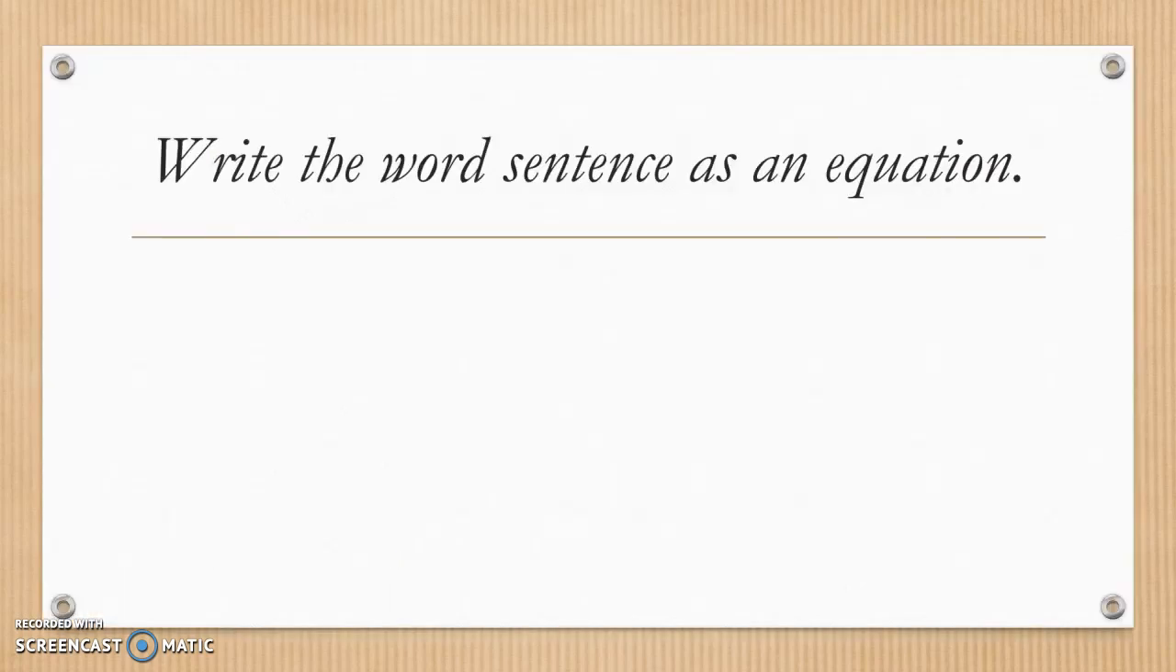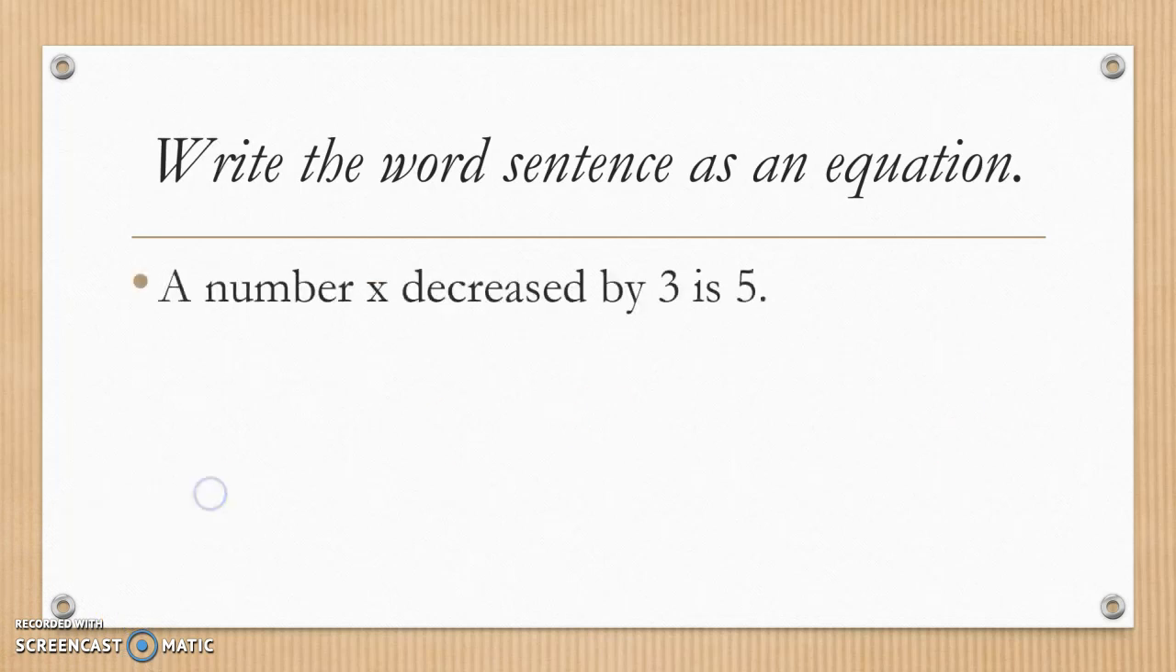Our first slide says to write the word sentence as an equation. So this is going to be our translating part. We're going to be given a sentence and we're going to have to take that sentence and turn it into a math equation. So our first sentence says a number x decreased by 3 is 5.